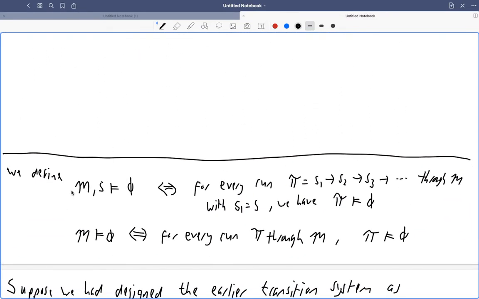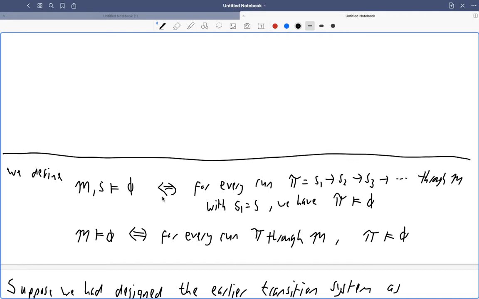But in general, one's not interested in verifying a property just for a single run, because you do not ever know which run the system is going to have. That's one of the points of such models. There are many different potential runs.